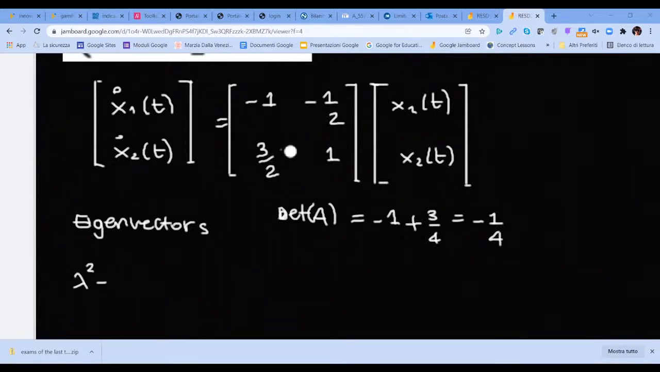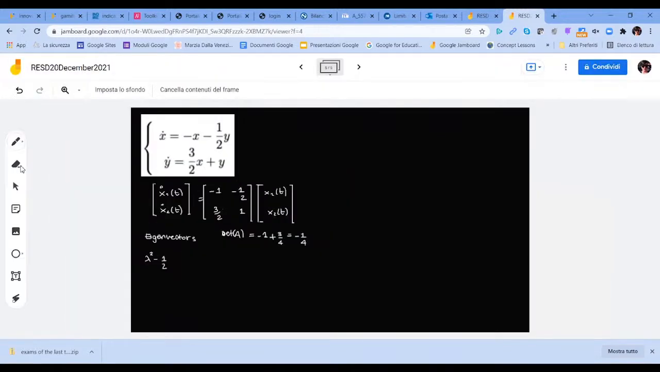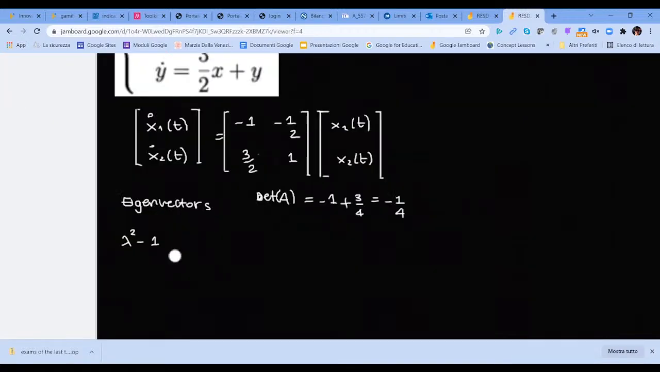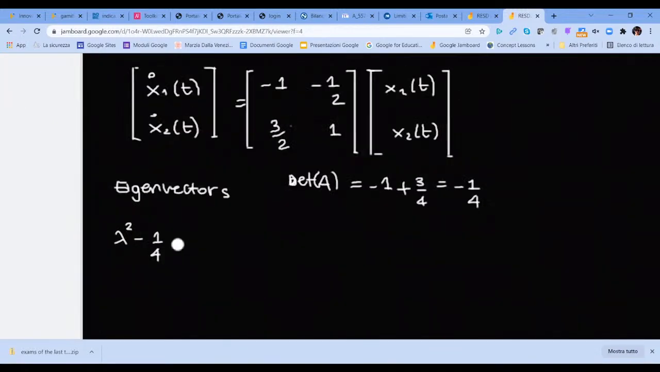So we have the trace that is 0, -1 plus 1 is 0, so we don't have the middle term, and then we have plus determinant of A. So plus minus 1/4, that means minus 1/4, and this should be equal to 0. Okay, so it is very easy because lambda square equals 1/4. We have two solutions. Lambda equals plus or minus 1/2.